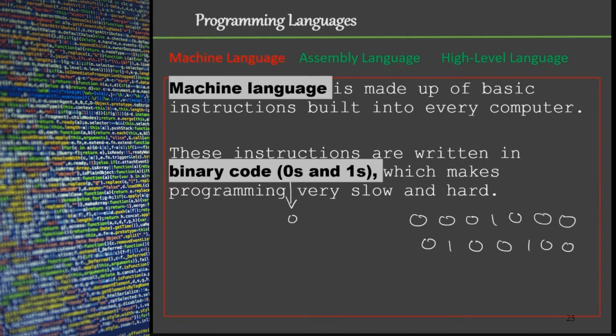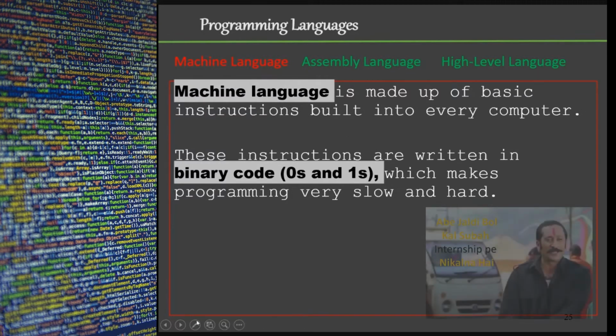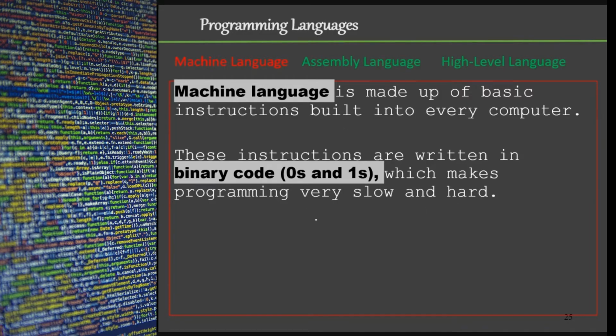So these instructions are written in binary code, which makes programming very slow and hard. What kind of programming am I talking about? I'm talking about machine programming or a machine language, because they are the instructions which are built in. Okay, let me say it once again. Machine language, it's a binary code and it consists of what? 0 and 1. So for humans, it is not possible.